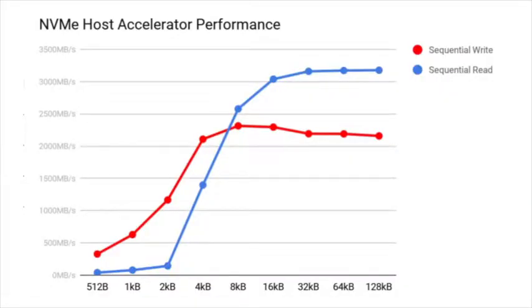Here we have a graph showing the write and read performance of the NVMe Host Accelerator IP core. As you can see, write performance peaks at about 2300 megabytes per second, and read performance peaks at about 3200 megabytes per second. These numbers are in line with the SSD manufacturer's stated performance metrics.